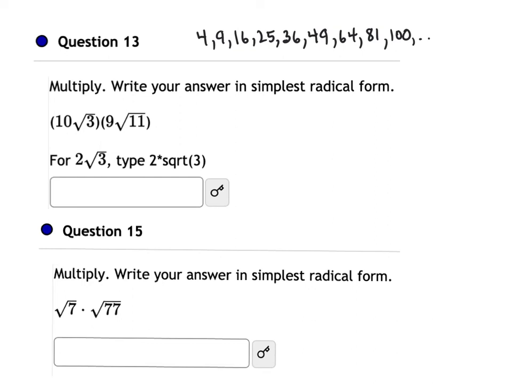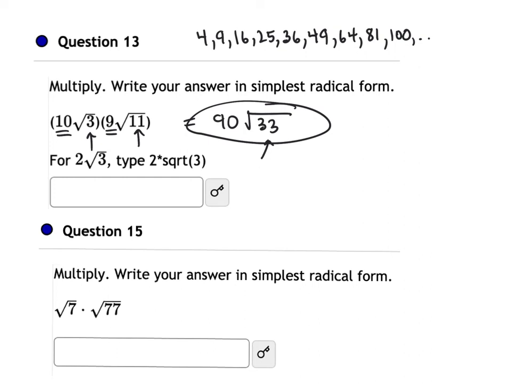Question 13. Notice how 3 and 11 are both prime numbers. When I multiply 3 and 11 and get 33, it is not going to have a perfect square in it. What I'm going to do here is multiply the whole number times the whole number. It's an integer also. The integer times the integer, 9 times 10, that's 90. And I'll take root 3 times root 11, and that's root 33. This cannot be simplified because there's no perfect squares in 33. It's 3 times 11, both are prime numbers.